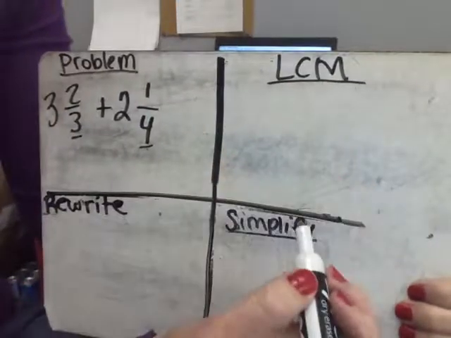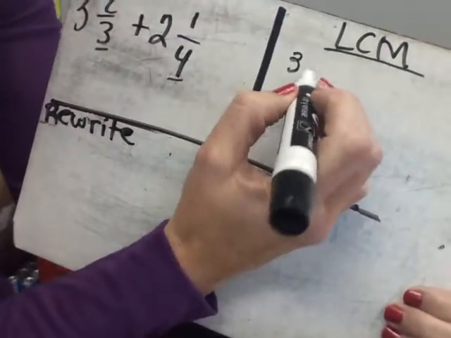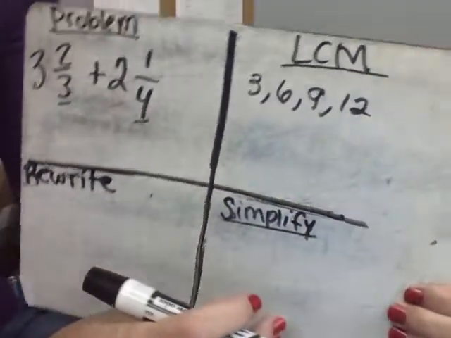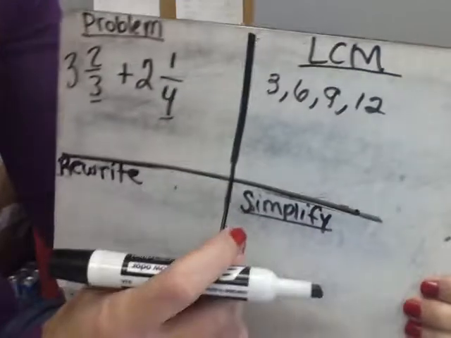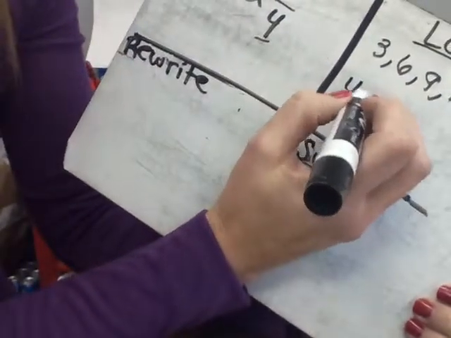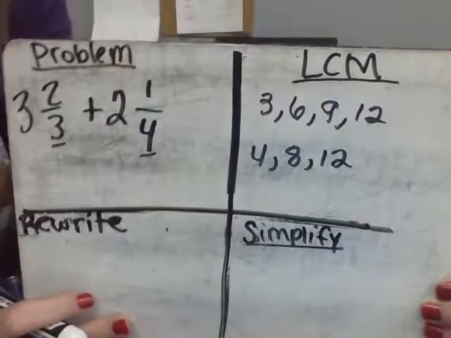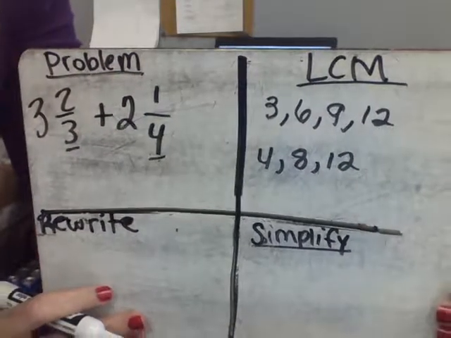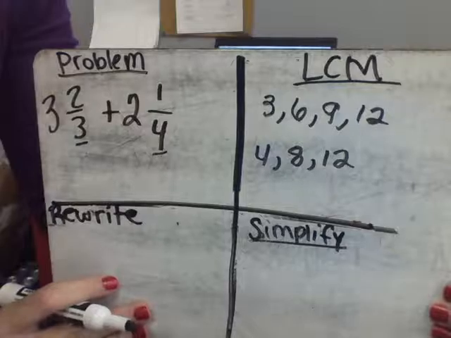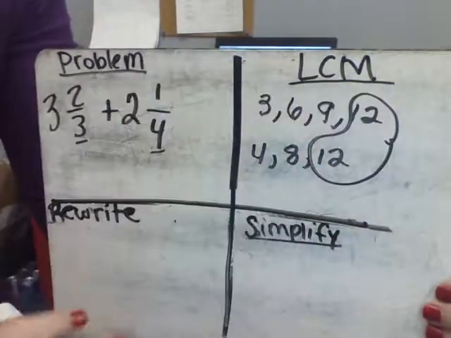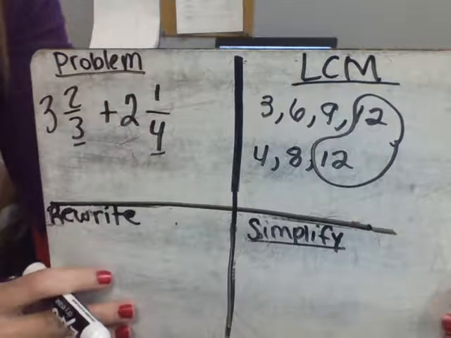So you write out the multiples of 3, and that's just skip counting. And you just go a little ways, and then you start on the next one. And as soon as you find a multiple that they both have in common, that is your least common multiple. So 12 is our least common multiple.